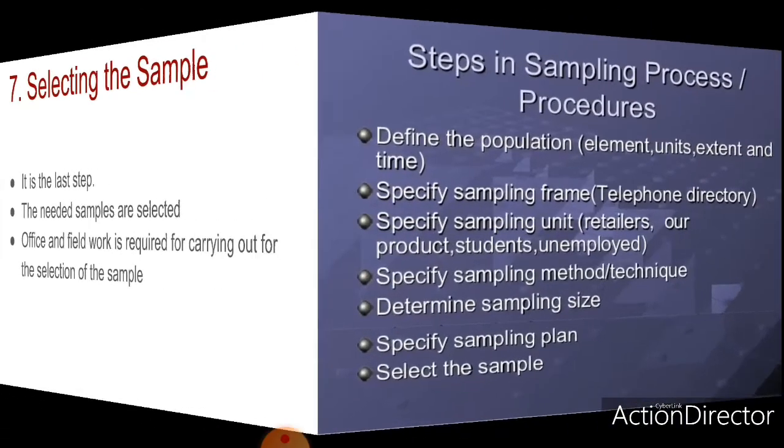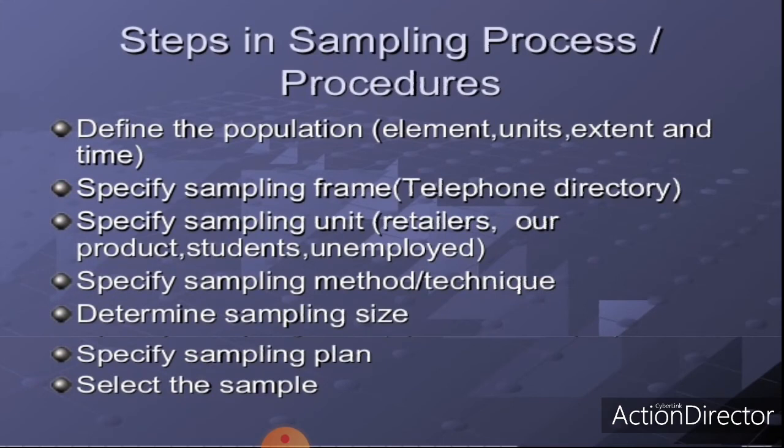So these are the steps which are included in the sampling process. Once again, there are 7 steps included in the sampling process. They are defining the population, specifying sampling frame, specifying sampling unit, specifying sampling method or technique, determination of the sampling size, specifying sampling plan, and finally selecting the sample.